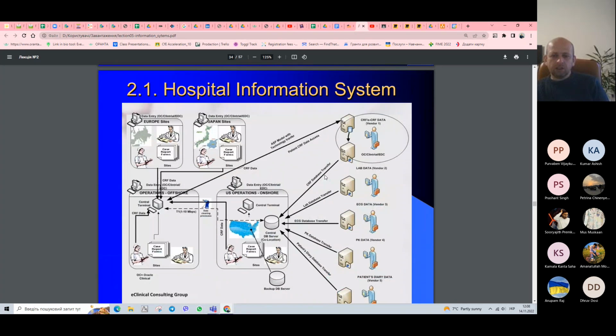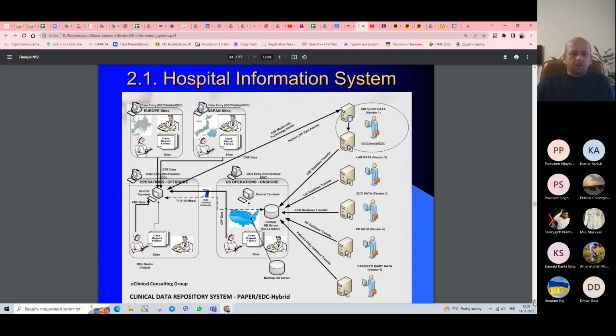Hospital information system. This includes some national, international, and European standards for data storage. And in different countries, these formats are slightly different. And there should be special protocol rules for exchanging this information.